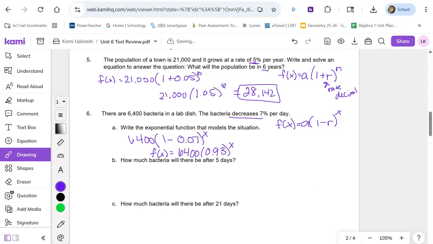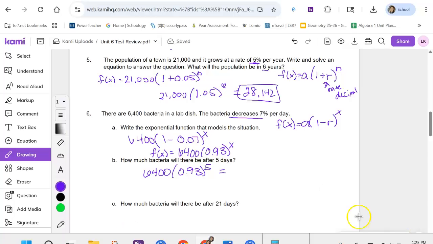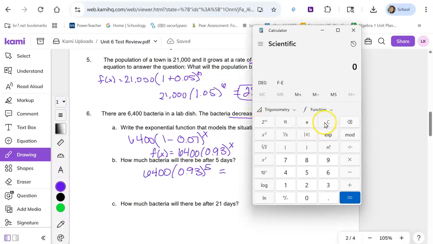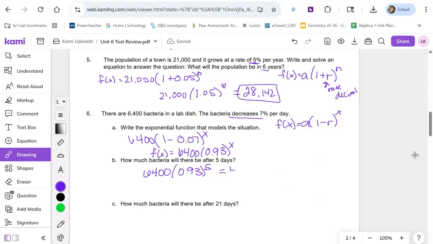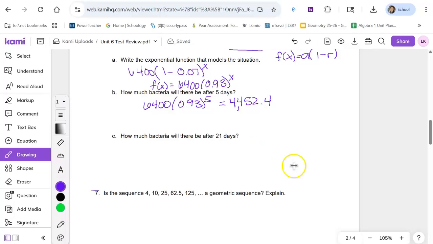So how much bacteria will there be after 5 days? Well, I put 5 in for x, so 6,400 times 0.93 to the 5th power. So again, I'm going to go to my handy dandy calculator. 6,400 times 0.93 to the 5th power, and I get 4,452.4.